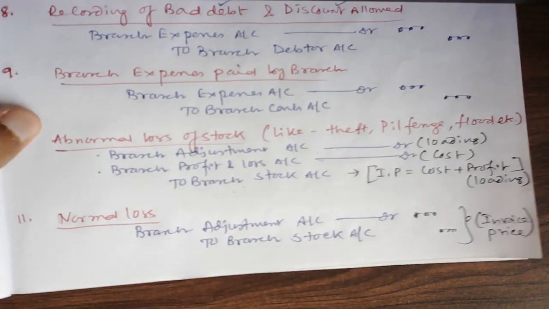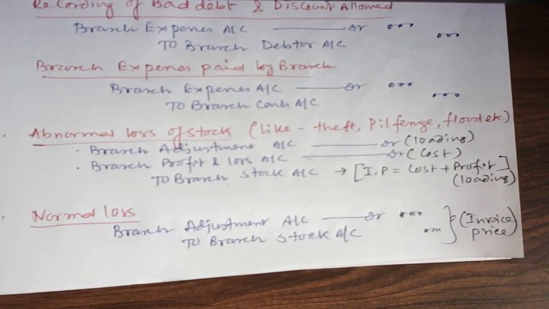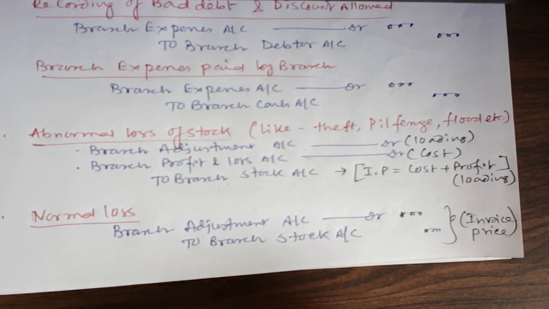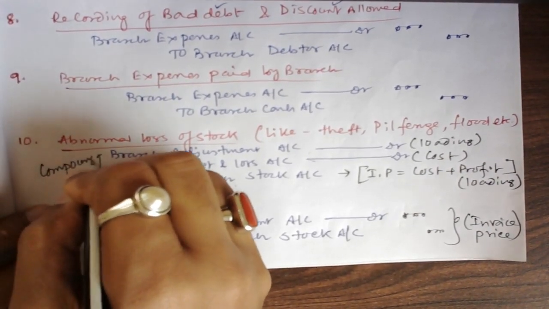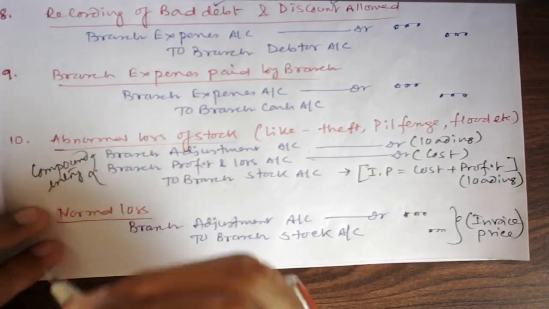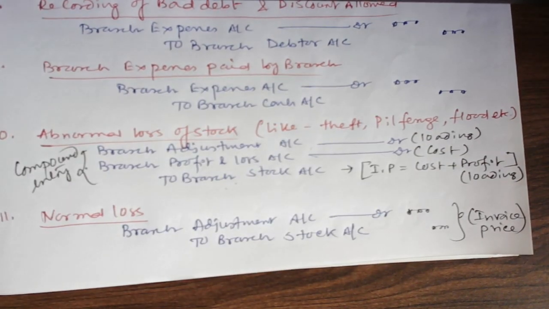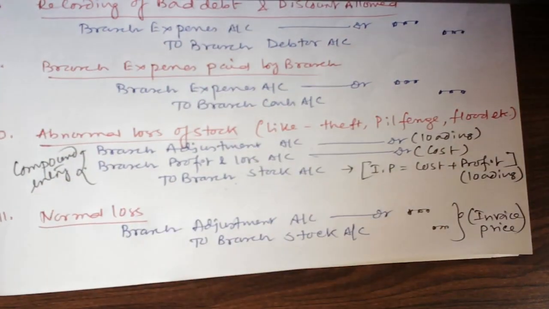So for abnormal loss we are going to record 3 entries, actually a compound entry. And in the normal loss, we are simply doing a single journal entry from the branch adjustment to the branch stock, where we record only the invoice price entries. Nothing else. Okay, note it down please.